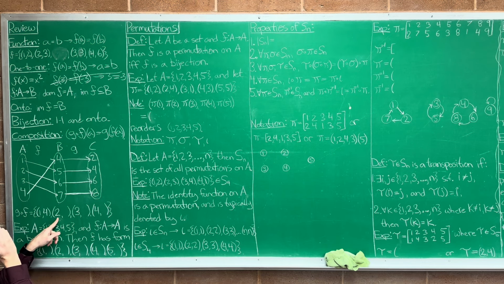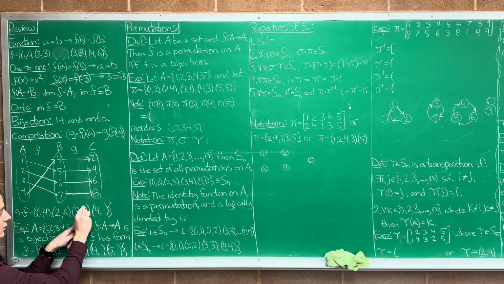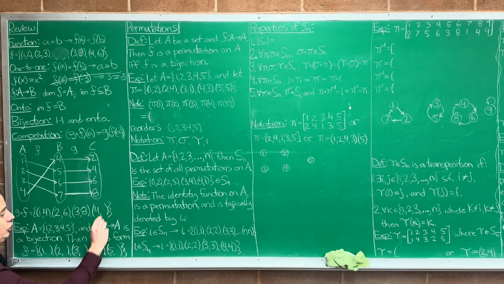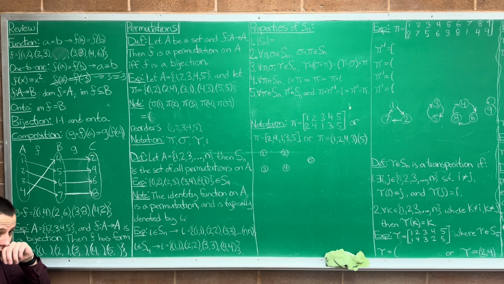So what is g composed with f of 2? 6. 3. 8. 4. 2. See it? That's all function composition is. Combining two functions together into one function, cutting out this middleman. Good? Okay.